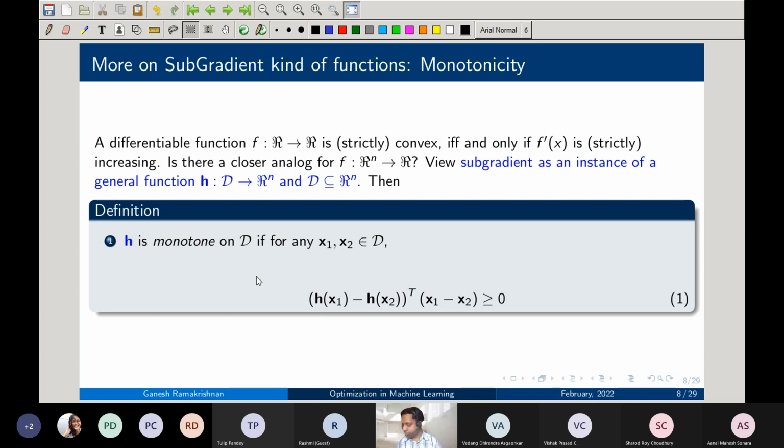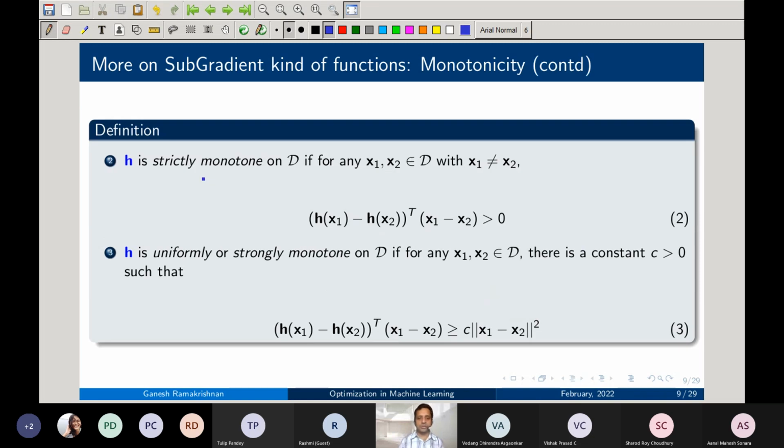You can have a strictly monotone variant. What you do in strictly monotone is change this to greater than, and you get strict monotone. Okay, so with this, you can also define a notion of uniformly or strongly monotone. Like we did before, we had strong convexity. Now we can talk of strong monotonicity.